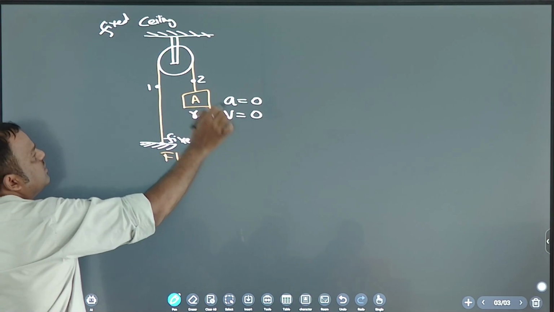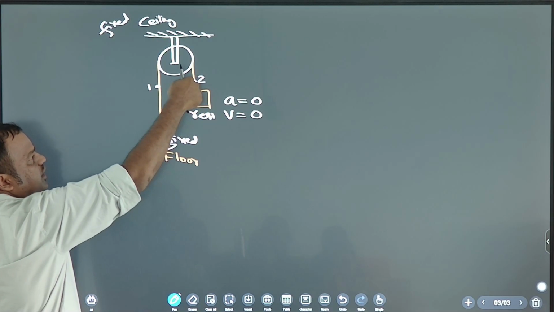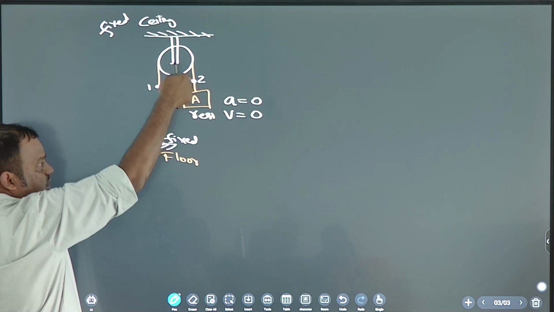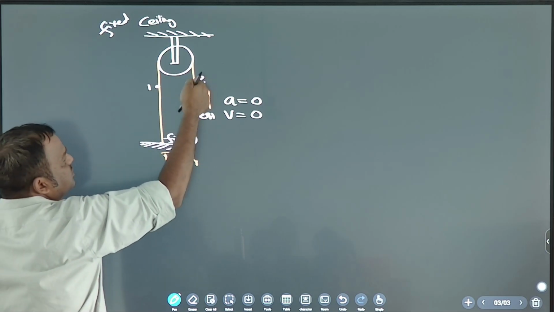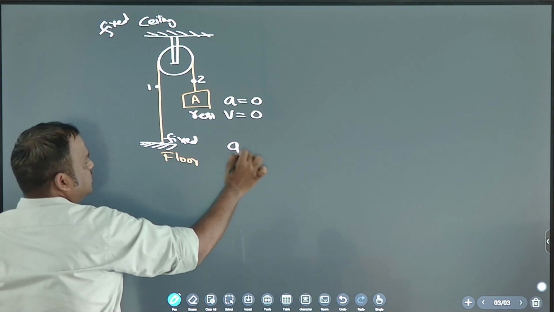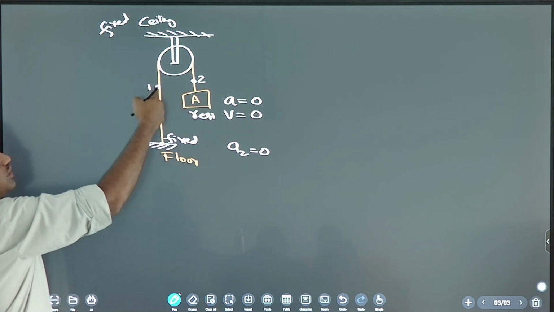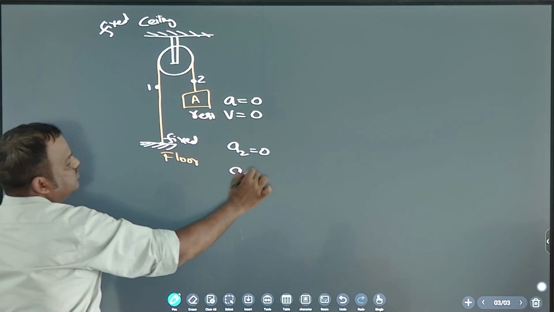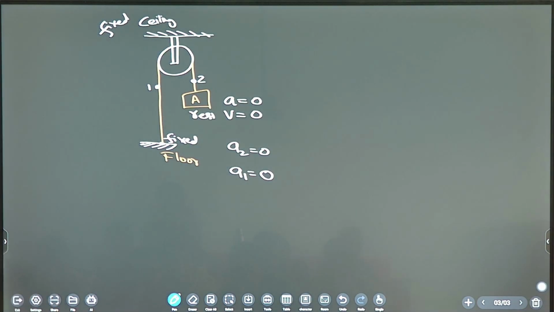A is at rest. So what is acceleration of this point? It is not going anywhere. It is here only, rest only. So what is acceleration of 2? It is 0. What is acceleration of 1? That is also 0.